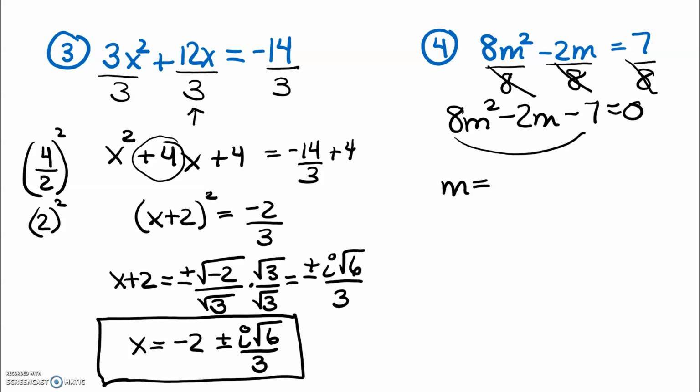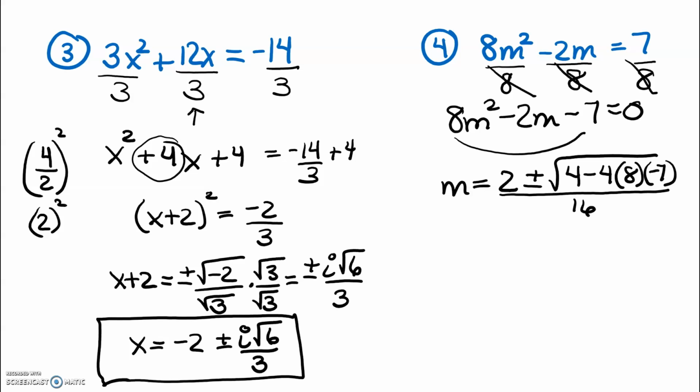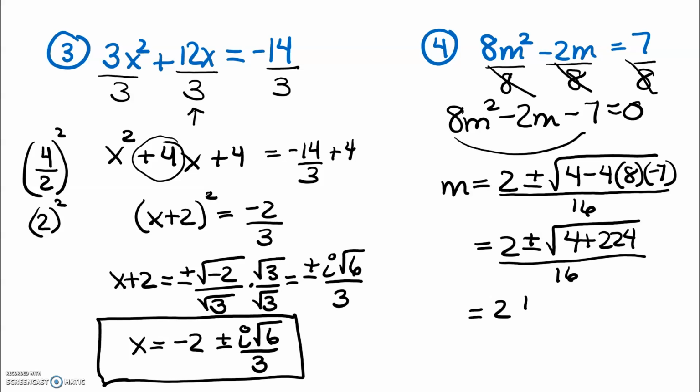So I get m equals 2 plus or minus the square root of 4 minus 4 times 8 times negative 7, all over 2 times a, which is 16. So I get 2 plus or minus the square root of 4 plus, this is going to be positive, so this is 56 times 4, which is 224, I believe, over 16. So now I get 2 plus or minus the square root of 228 over 16.